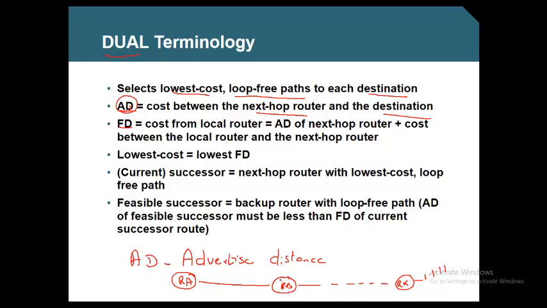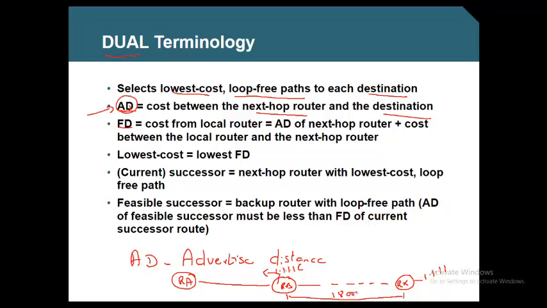Now, in EIGRP, it's a distance vector protocol, I told you. It's an advanced distance vector protocol. So what EIGRP does is it advertises the routing table to router A. In the routing table, the network called 1.1.1.1 is advertised. That is why we call it advertise. Now, what is the distance? Distance is the metric. For example, from router B to router X.